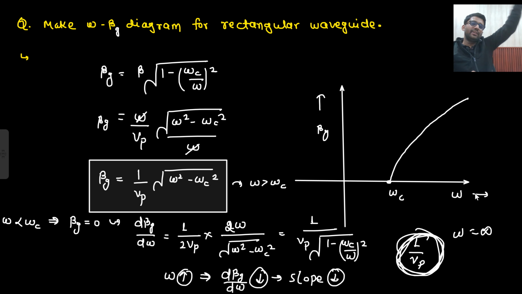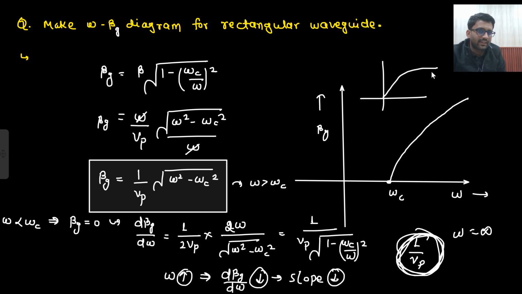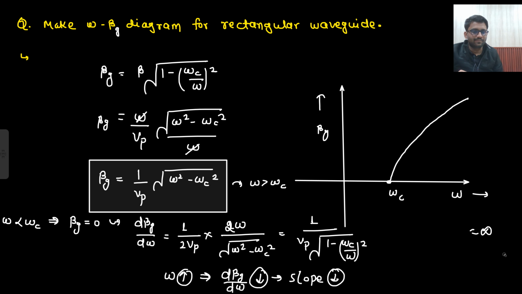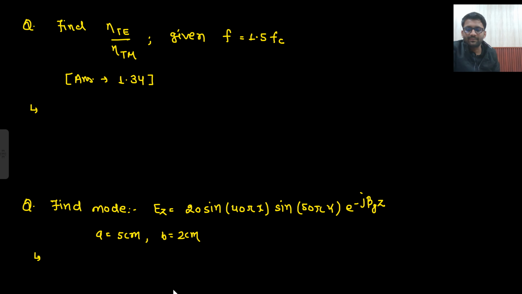So slope will keep on increasing. It is never saturating. The graph will never saturate. It is not like an RC circuit. In RC circuit, graph goes like this, right? So it will never saturate. It will increase like this. That's why I ignored this kind of curve, and I made it by my pen only, that it will increase like this. Okay. So slope at omega equals to infinity is 1 by Vp only. Right. So this was the question. Let's see the next one.